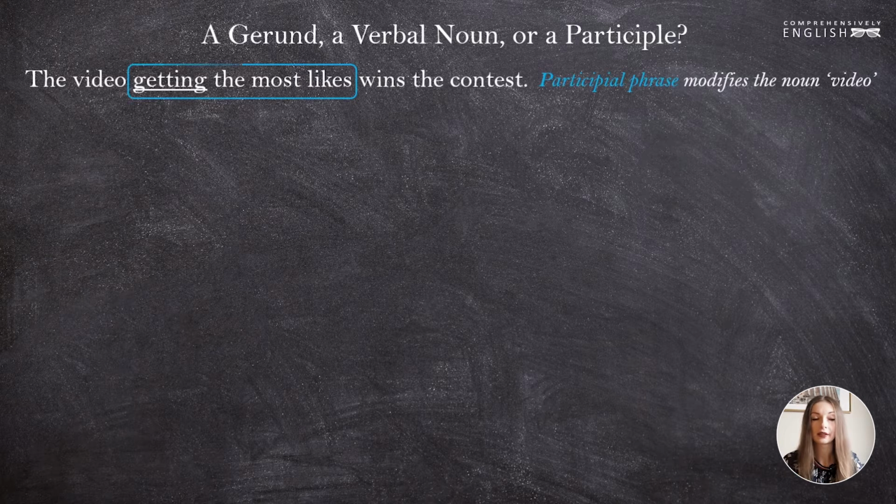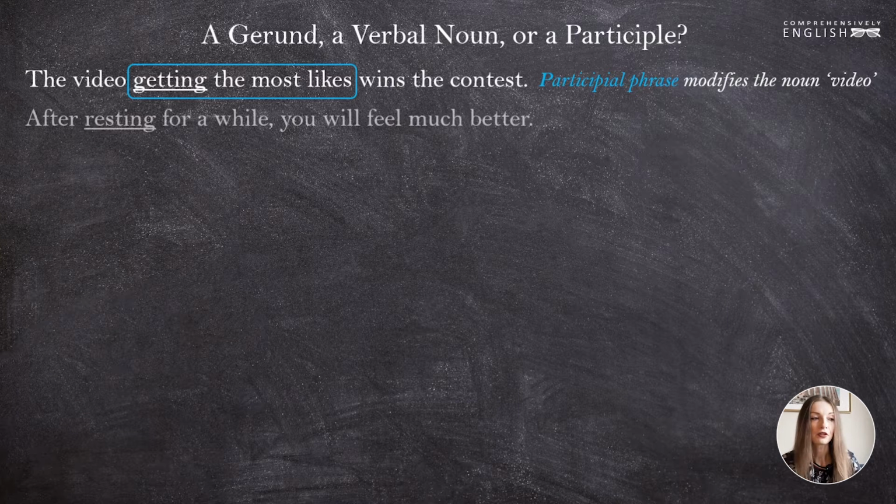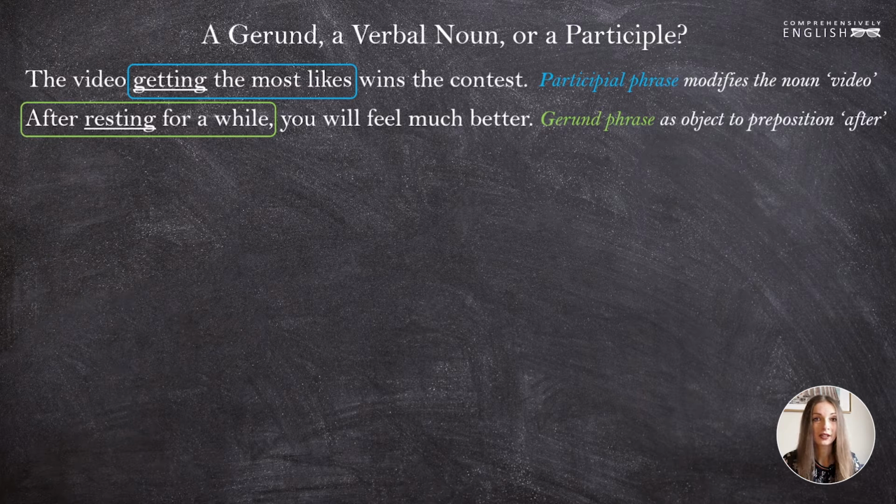This part, getting the most likes, modifies the noun video. It describes what kind of video we are talking about. Getting here is participle one, and the whole thing, getting the most likes, is a participial phrase that modifies the subject. After resting for a while, you will feel much better. So what is resting in this sentence? After resting for a while is a gerund phrase used as the object of the preposition after.